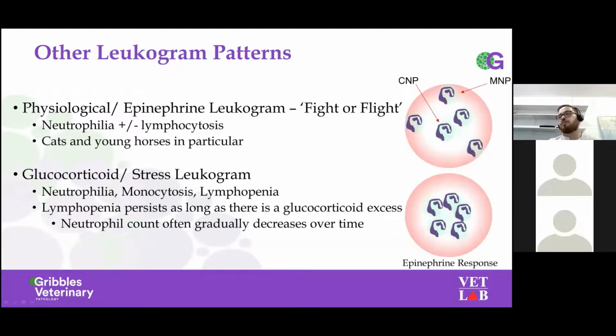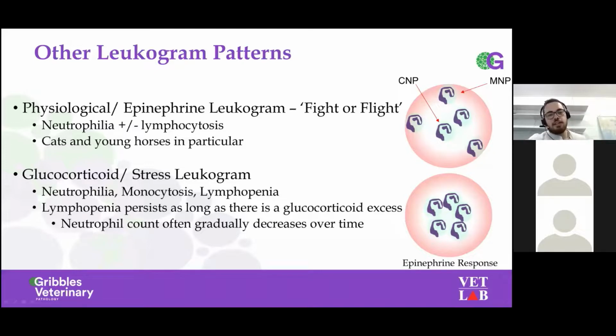So a couple other leukogram patterns just to be mindful of and to not confuse for inflammation. Probably the main one to not confuse would be a physiological or epinephrine leukogram, which is related to a fight or flight response. It's not very common, but it is something to keep in mind, particularly in cats and young horses. So it's a very rapid response. It happens within minutes and then disappears. If you had a physiological leukocytosis and you repeated bloods in that animal an hour later, you wouldn't see it anymore.